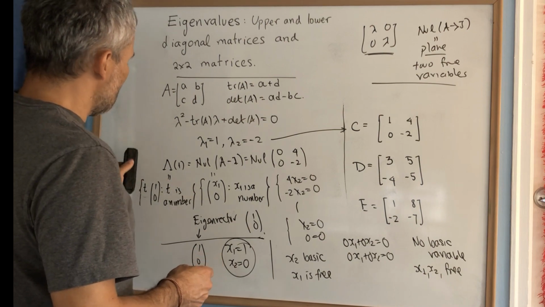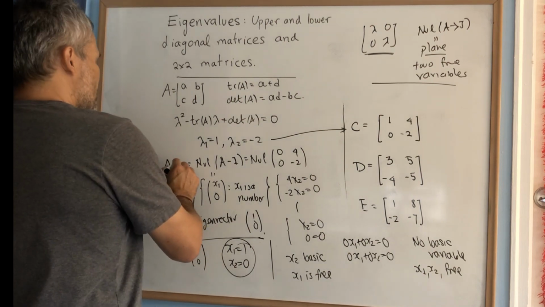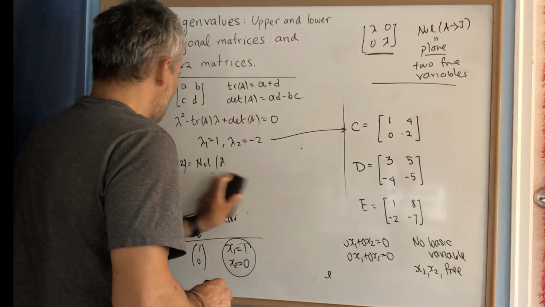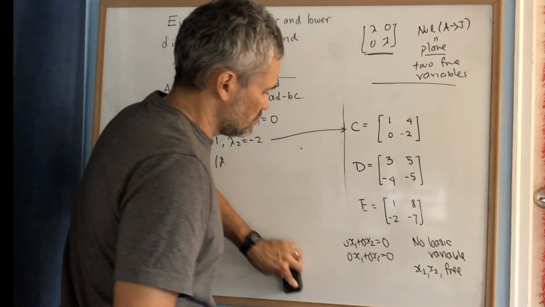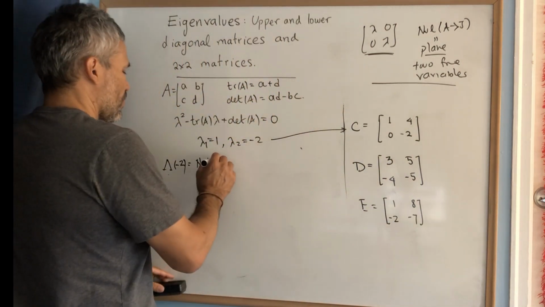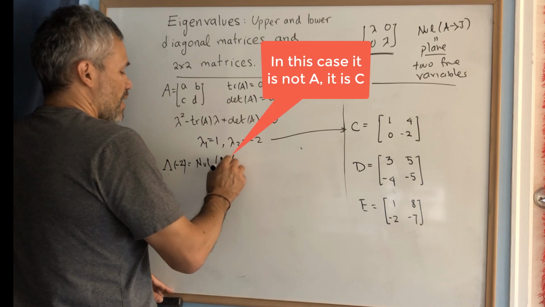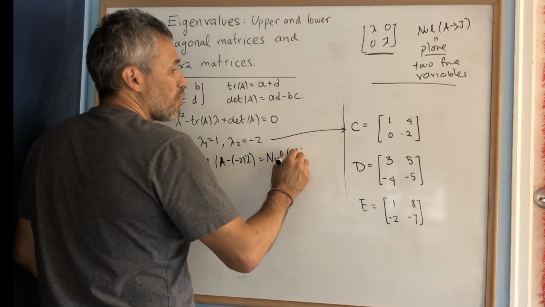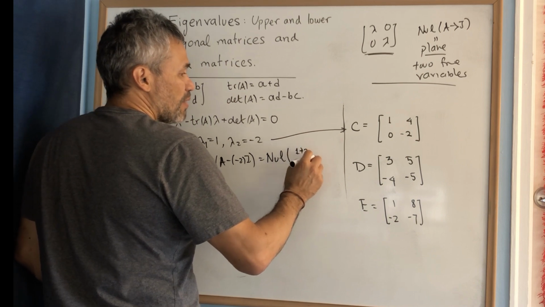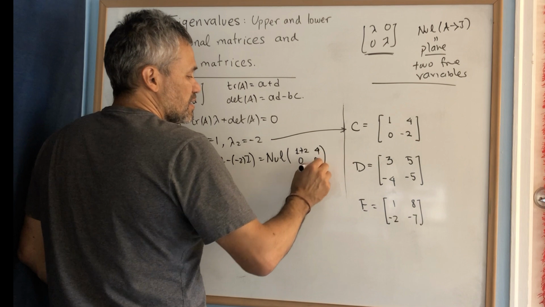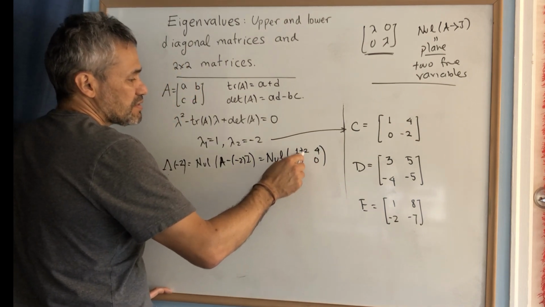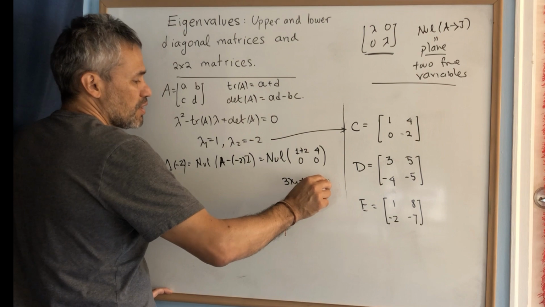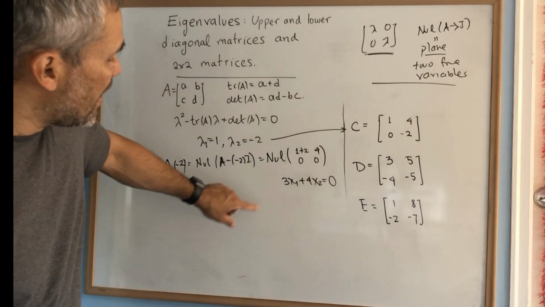For lambda equal -2, we need to compute the null of the matrix A minus -2 times the identity, and this is the null of the matrix 1 minus -2, which is 1 plus 2, 3, 4, 0, 0. And in order to find this null, we need to solve this system: 3x1 plus 4x2 equal to 0. And then we need to find a non-zero solution.